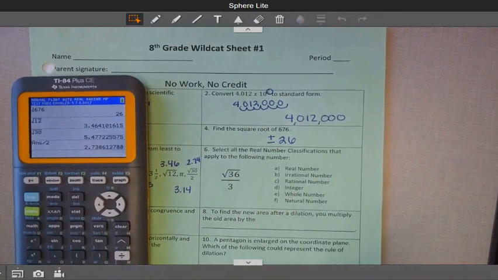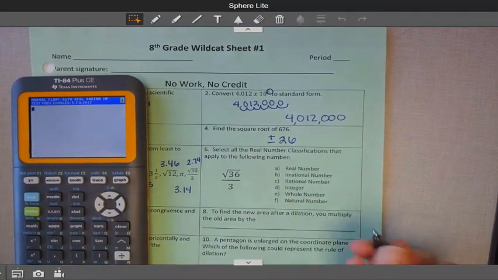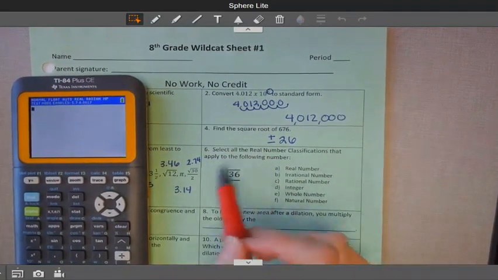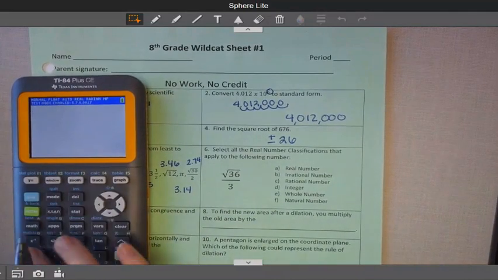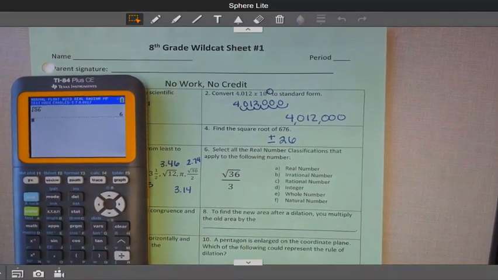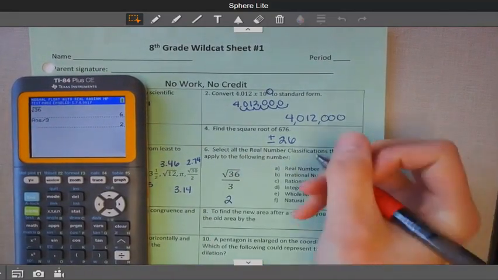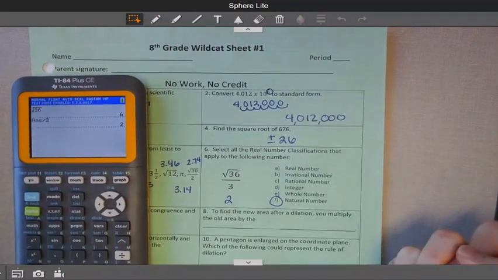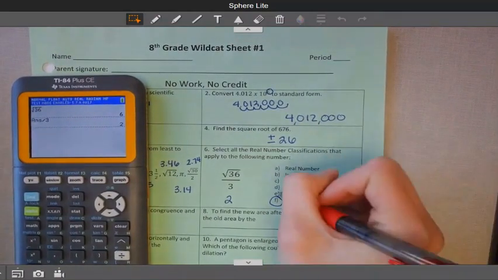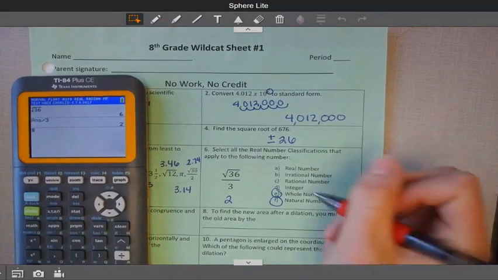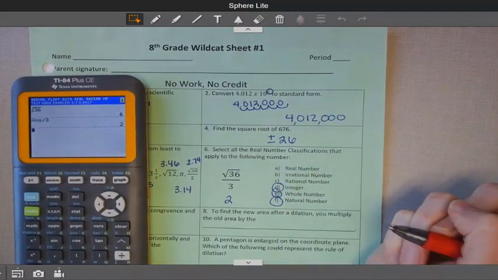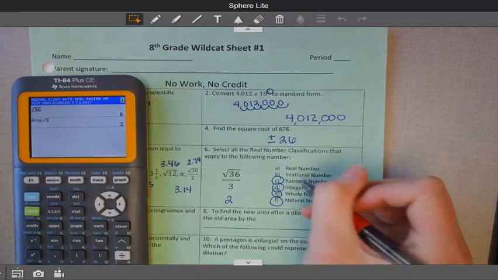The next question says select all real number classifications that apply to the following number. Well, first you need to simplify. Before I can do anything, I got to simplify this. So I'm going to do the square root of 36 and divide it by 3. So I get 2. So if I'm talking about the number 2, it can be a natural number because I can count to 2. Natural numbers are also whole numbers. Whole numbers are also integers.